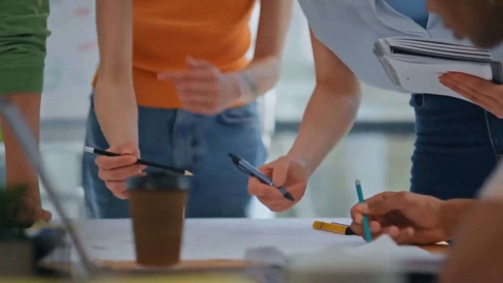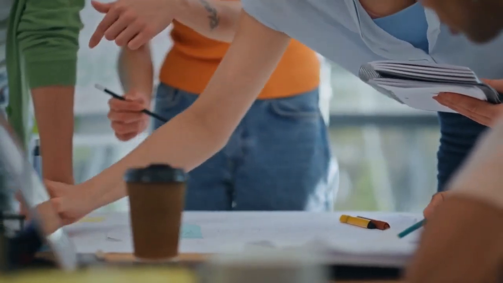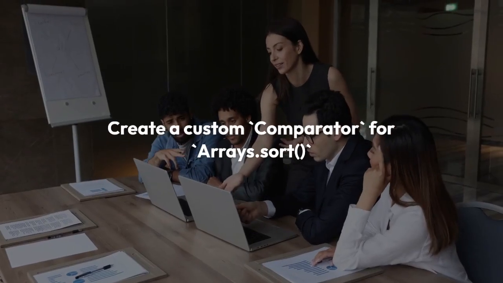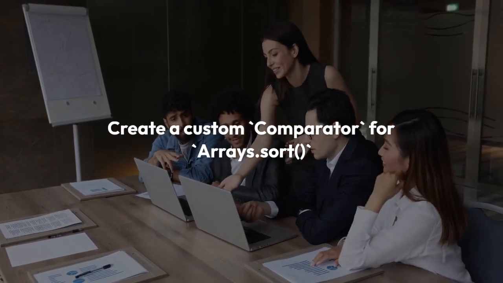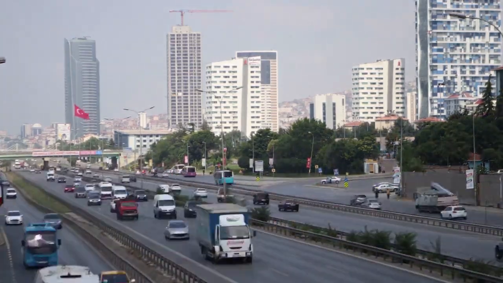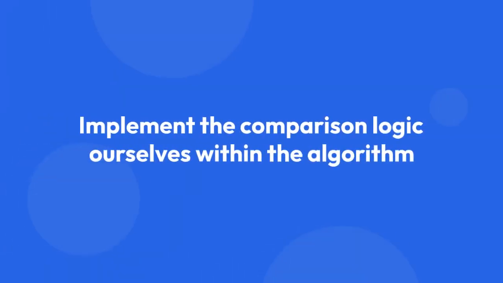3. Sorting the entire 2D array based on a custom criterion. This is the most general case. If we need to sort the entire 2D array based on some specific rule, e.g., sorting based on the sum of elements in each row or based on the largest element in each row, we can't rely on built-in functions directly. We'll likely need to create a custom comparator for Arrays.sort, or utilize a sorting algorithm, like merge sort or quick sort, and implement the comparison logic ourselves within the algorithm.